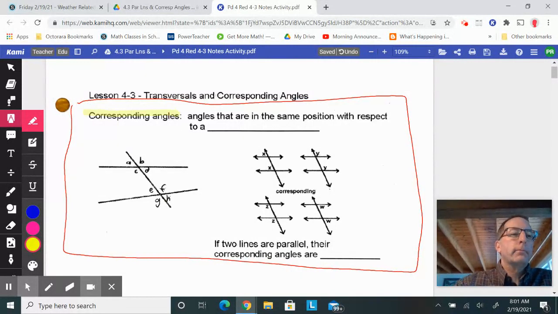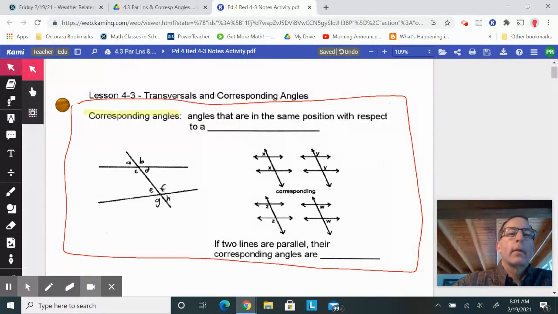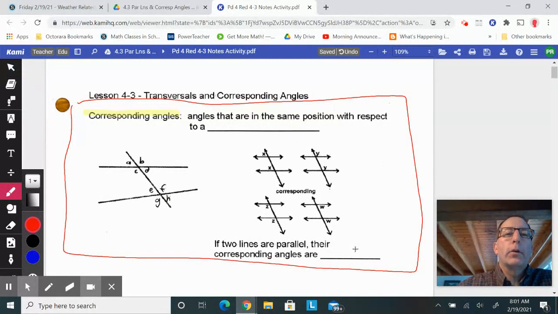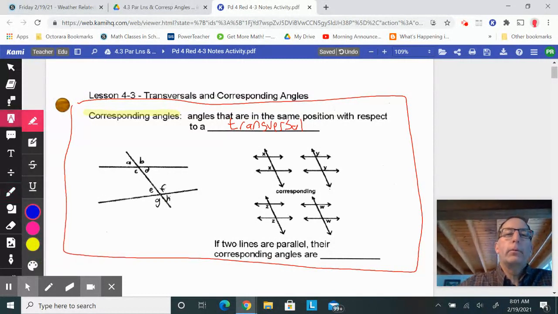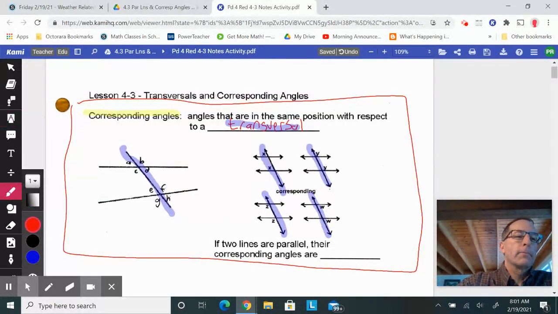corresponding angles. Now, angles are corresponding angles that are in the same position with respect to a transversal. So on this blank here, you're going to put transversal. That's been a key vocab word. So a transversal, let me grab my highlighter tool and grab blue. Transversal is this line here, and these other pictures, that line there, that line there, that line here, and that line here.